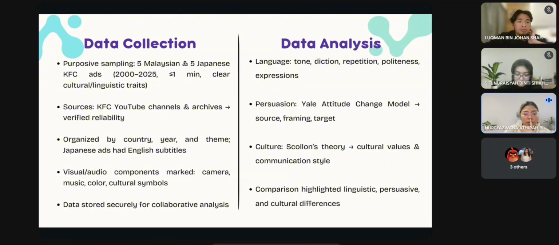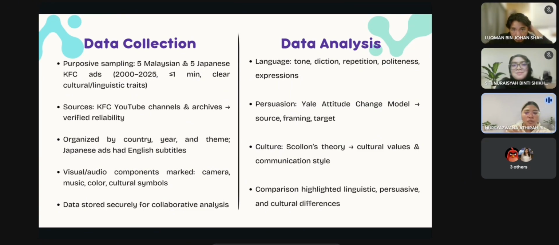And also next, we focus on ensuring reliability and authenticity of the ads. All advertisements were gathered from KFC Malaysia and KFC Japan's official YouTube channel to guarantee that the material was original and not altered. We also cross-check each advertisement using online advertising archives for the upload dates, production details, and whether the commercial had been broadcast publicly.